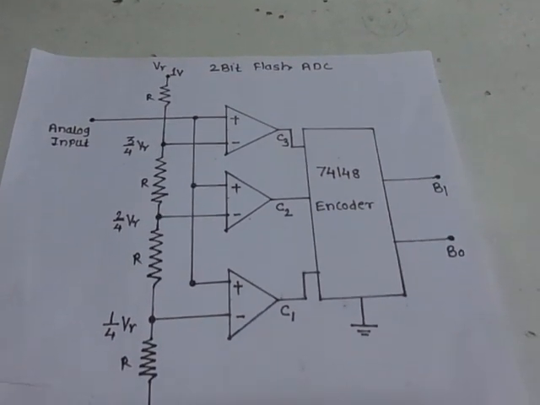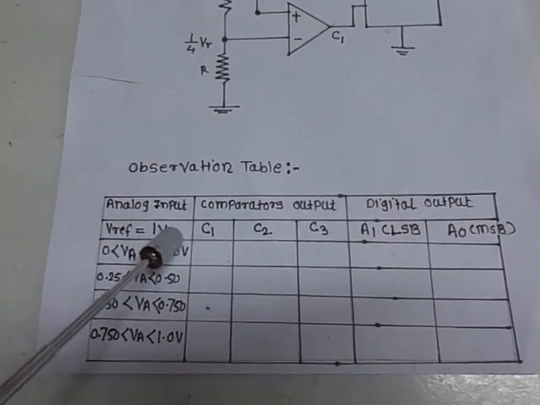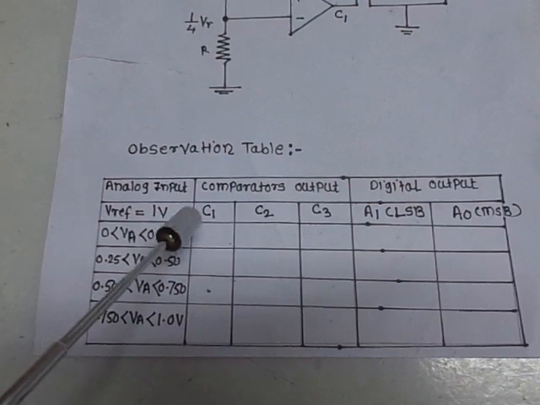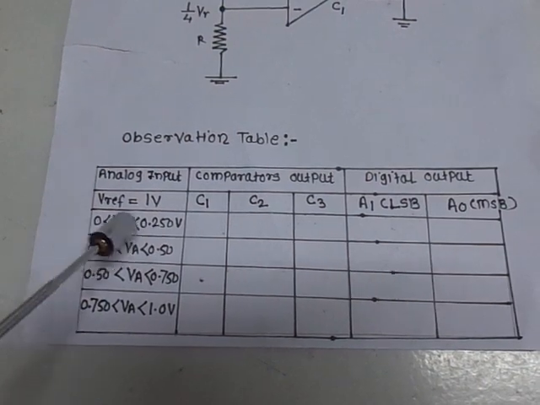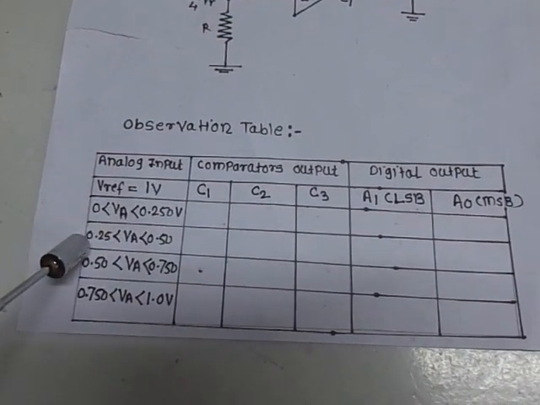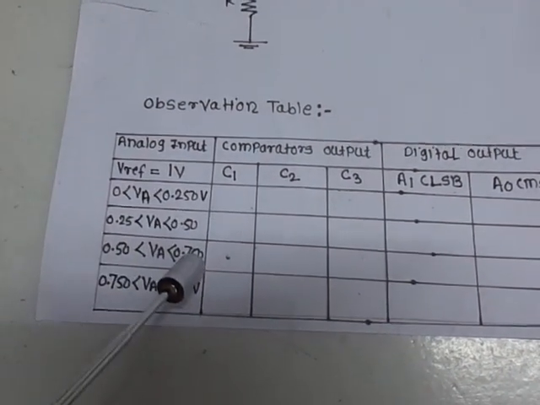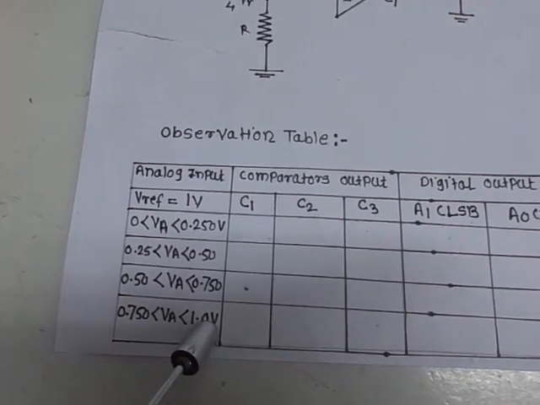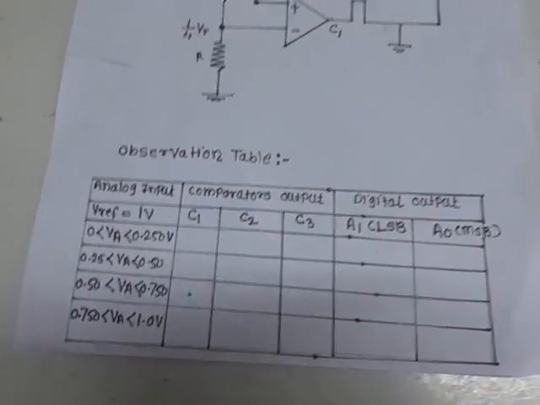The observation table is like this. Here we have the reference voltage of 1 volt, which we are going to apply. The analog input signal we are going to apply is between 0 and less than 250 millivolts. The second case is greater than 250 millivolts and less than 500 millivolts. The third case is greater than 500 millivolts and less than 750 millivolts. The last case is greater than 750 millivolts but less than 1 volt, and correspondingly we are going to check the digital output here. Now let us come to the circuit discussion.